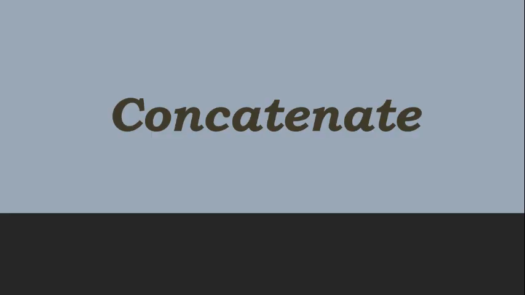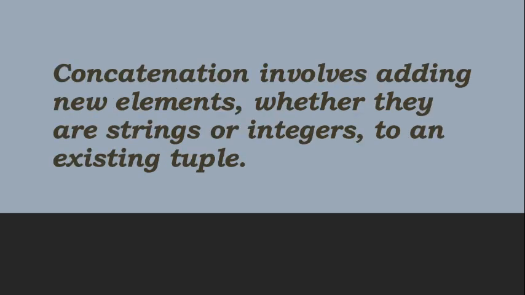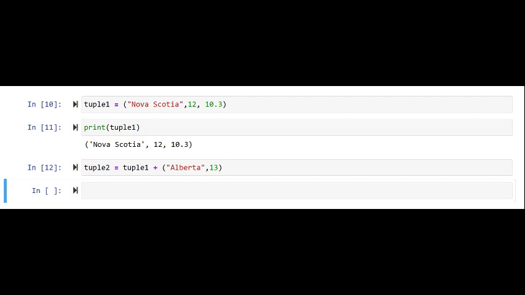In the next example, I will demonstrate how to concatenate two tuples. Concatenation involves adding new elements, whether they are strings or integers, to an existing tuple. Let's consider our previous example. As you can see, I have taken tuple 1 is equal to parentheses Nova Scotia, 12 and 10.3.